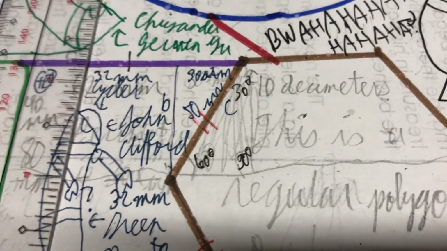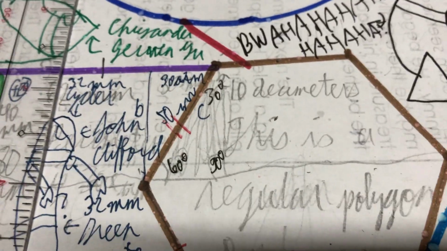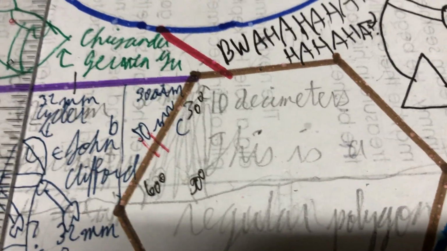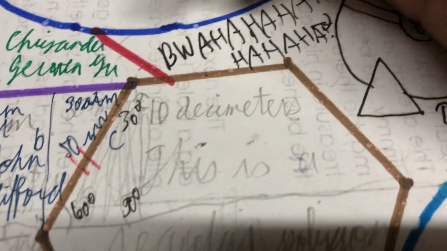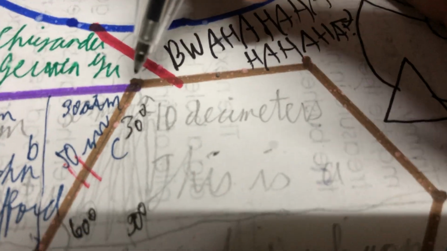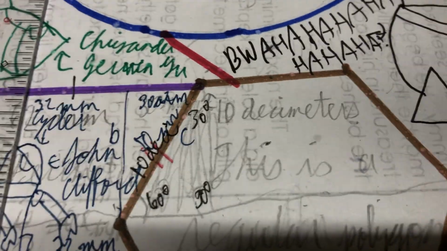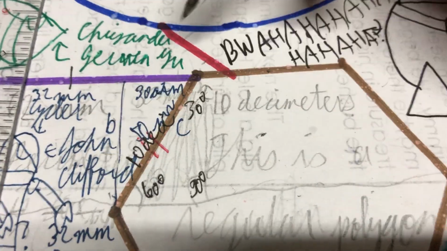It's a 30-60-90 degree triangle. Remember the triangular relationship? The hypotenuse, which is this one, should always be measured twice the short leg. And since this is 10 decimeters, this is 10 decimeters too. Now, this one is 10 decimeters.